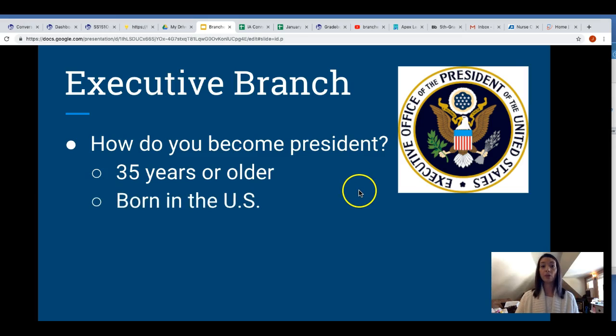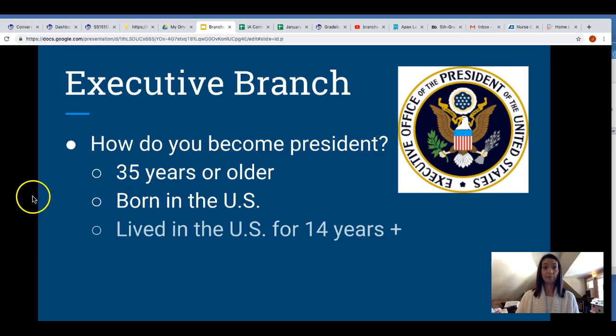You have to have been born in the United States. So anyone that wants to be president, if they're born outside of the United States, they are not allowed to become president, okay? They have to have lived in the United States for at least 14 years or more. That's what the plus is for, okay? So let's say that they were born in the United States, and then they moved as a kid, and then they wanted to come back. They have to have at least total 14 years or more of living in the U.S., okay?